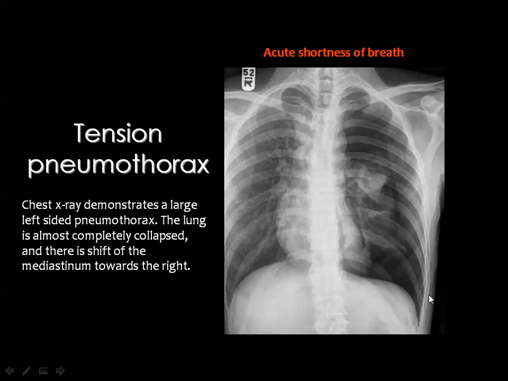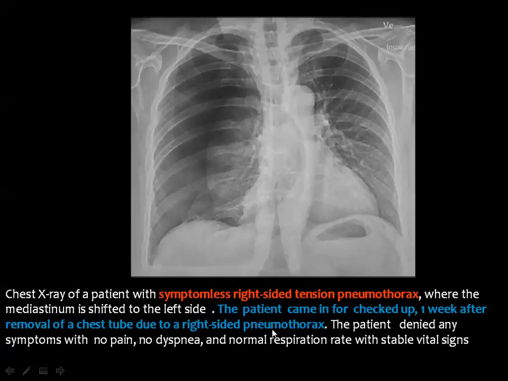And this is a tension pneumothorax with depression of the diaphragm, deep sulcus sign, compressive atelectasis of the lung, and contralateral shift of the mediastinum. This patient, according to the literature, is symptomless. It has a right-sided pneumothorax, as you can see.